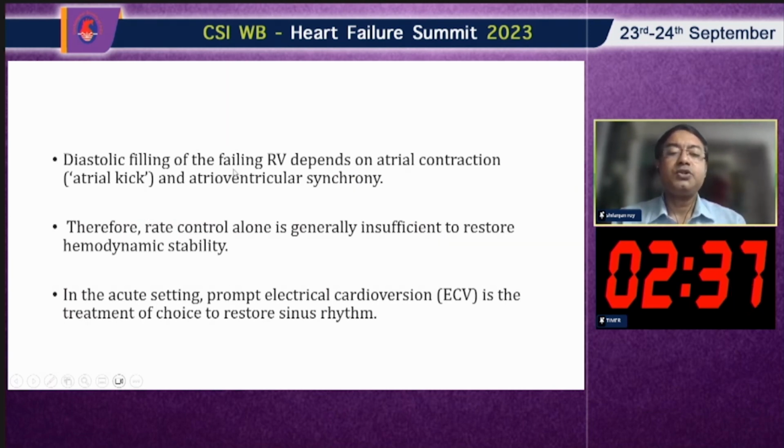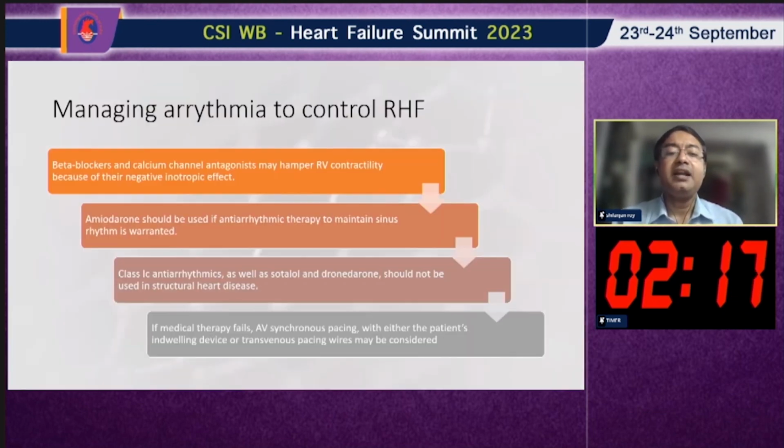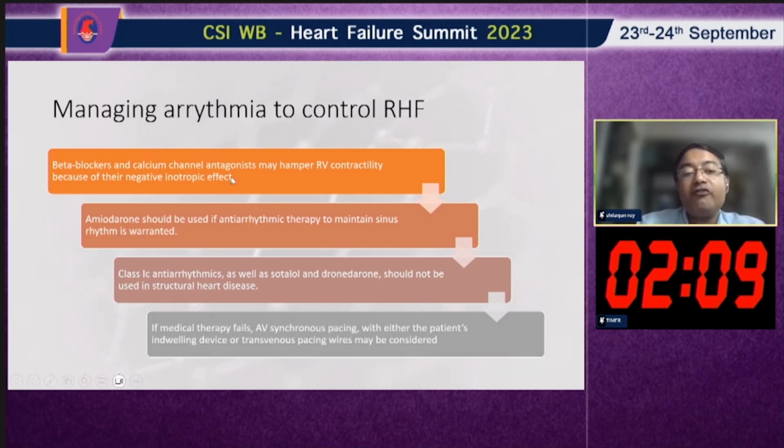because we know that diastolic filling of the failing RV depends on the atrial kick, or the atrial contraction, and the atrioventricular synchrony. Therefore, rate control alone is generally insufficient, and we have to try to restore hemodynamic stability by ensuring reversion to sinus rhythm. In the acute setting, prompt cardioversion may be of use, and in the chronic setting, we can use antiarrhythmic agents. Beta blockers and CCBs may hamper the RV contractility because of their negative inotropy and should be avoided. Amiodarone should be used if antiarrhythmic therapy is required to maintain the sinus rhythm. Class 1C antiarrhythmics as well as sotalol and dronedarone should not be used in structural heart disease.